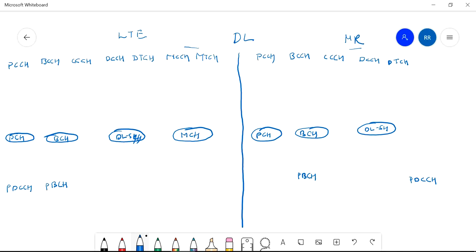What the slight differences are, I'll tell you later. First you understand what channels are there in LTE and what channels are in NR as compared to LTE. Now we have PDSCH, the physical downlink shared channel, obviously a very important channel, and it has to be in NR as well. It contains various data and signaling. In downlink physical channels in NR we have only these three.